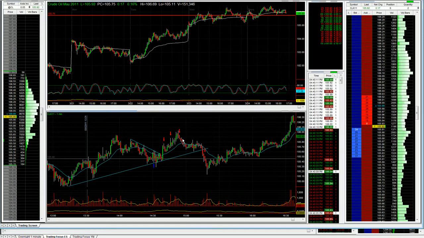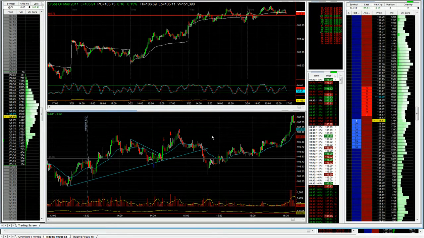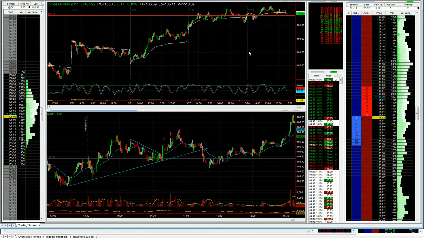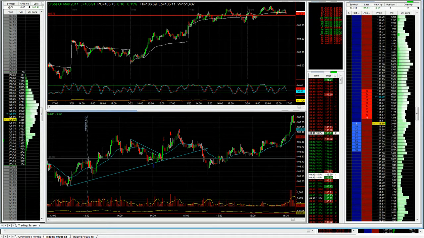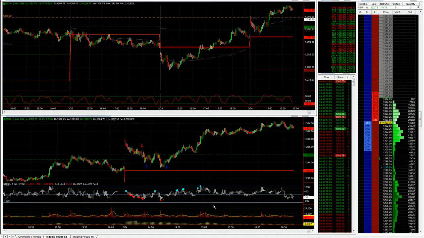It does seem a shame to leave some on the table like that, but at the same time, I want to give it room so that it can mature and try and get those bigger moves. But anyway, that was a good trade for me on oil.